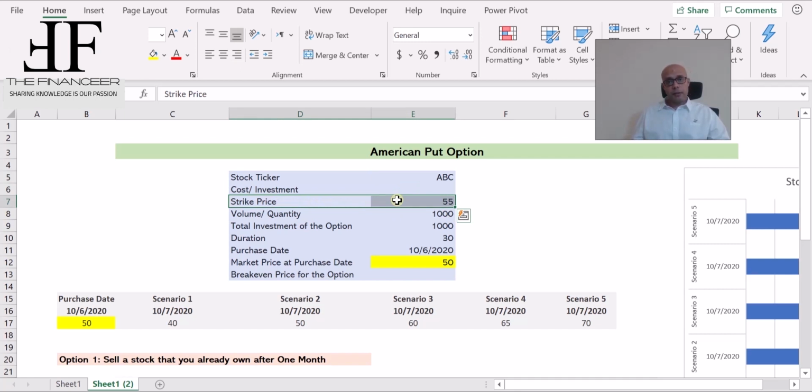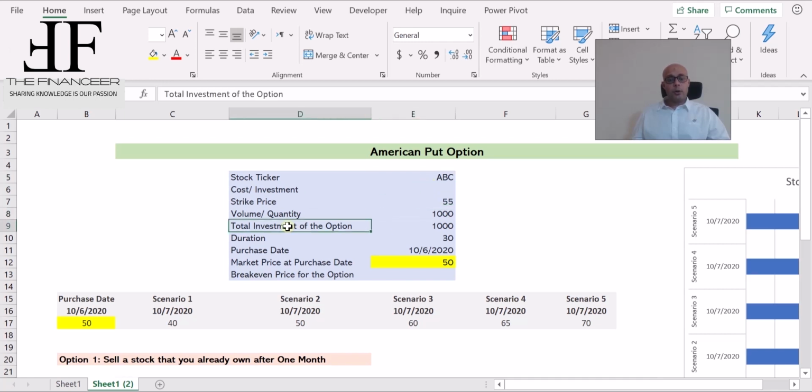Strike price means that if you would like to exercise the option and sell your stock using this option, or by exercising this put option, you are going to receive $55 from the other party, which is the writer. Assume also that you determine the quantity in this put option, that it is 1,000 shares of stock of the company called ABC.